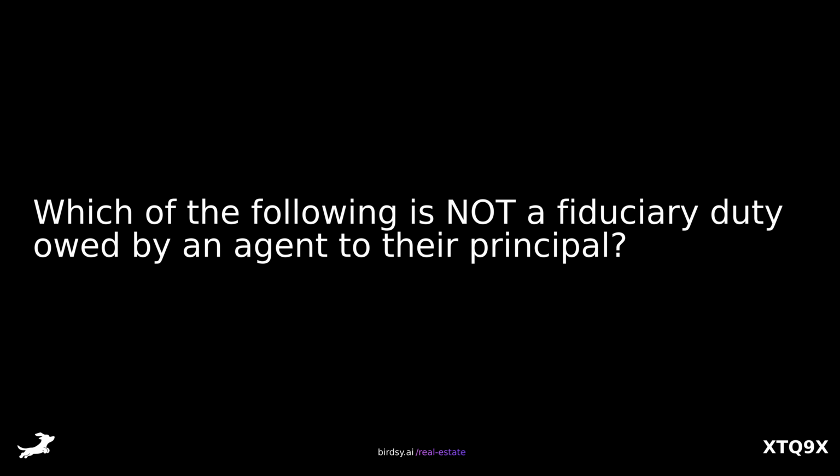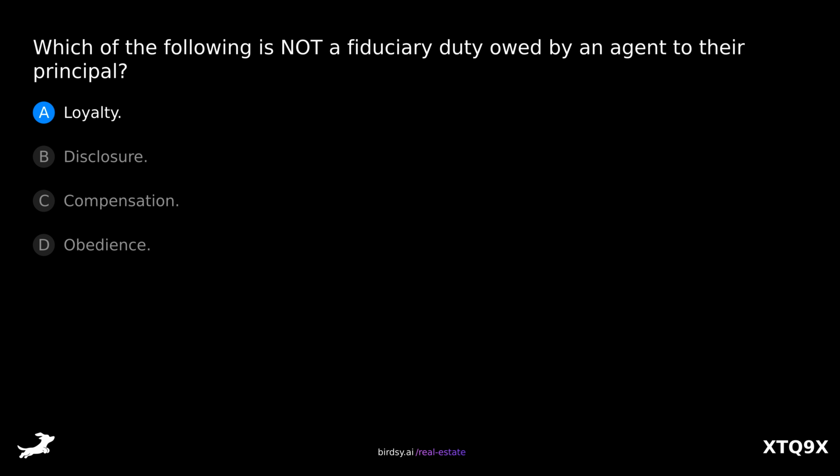Which of the following is not a fiduciary duty owed by an agent to their principal? Is it A, loyalty? B, disclosure? C, compensation? Or D, obedience? The correct answer is C.